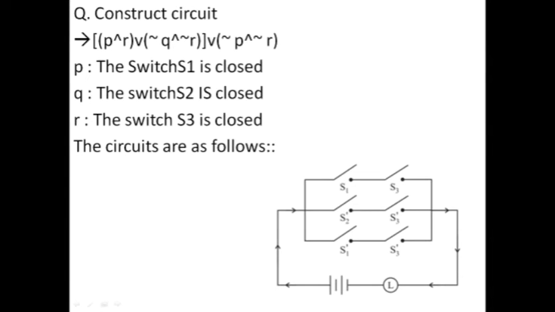Next we have to construct the circuit. We have given this question, we have to construct the circuit. So let P be the switch S1 is closed, Q the switch S2 is closed, R the switch S3 is closed. The circuits are as follows.